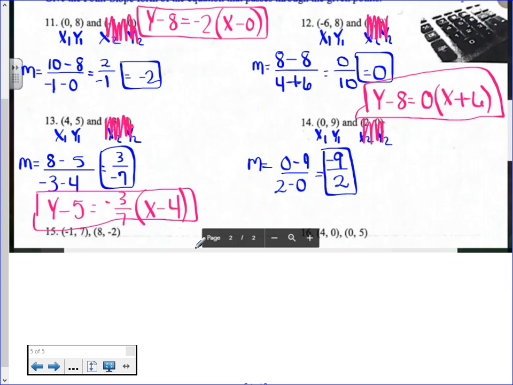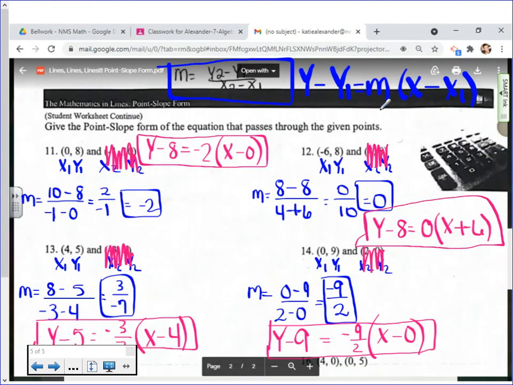Last one we're going to do together is number 14. Start by doing y minus. y1 is 9, so I'll put y minus 9. My slope is negative 9 over 2, and I'm just going to leave that just how it is. And then I'll do x minus x1. x1 is actually 0 on this one. I don't have any double negatives, so I circle my answer, and I am done. Same exact one as the front side.